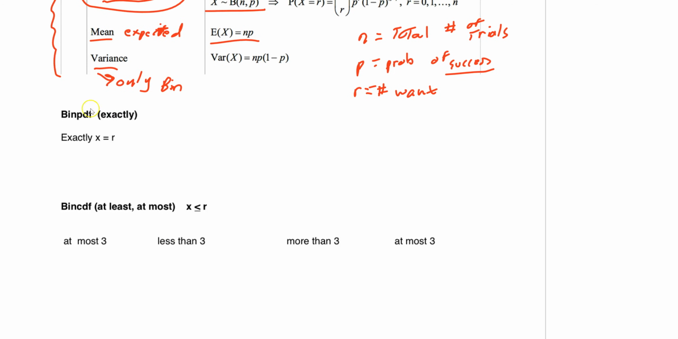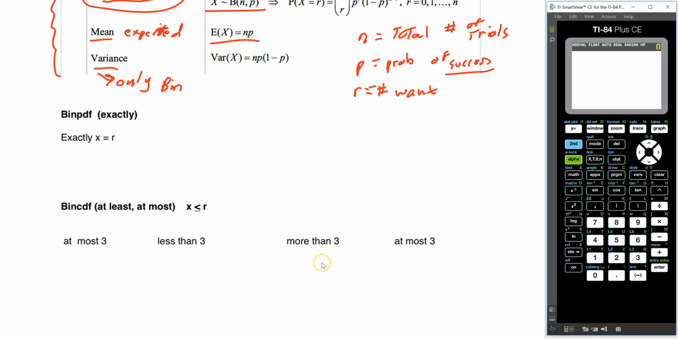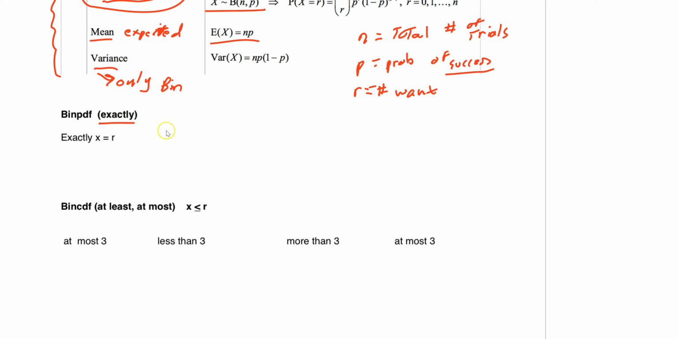Now there's 2 types of distribution we're going to talk about: binomial PDF and binomial CDF. We're going to do this all on our calculator. Let me talk about PDF first. PDF means exactly. So anytime they want, say, exactly 3 heads, or exactly 4, or exactly 2 red, a certain number, an exact number, this is our binomial probability density function. You only use this when it says exactly. So they want x equals r, x equals 2, x equals 3. They want 3 of them. We're going to use this.